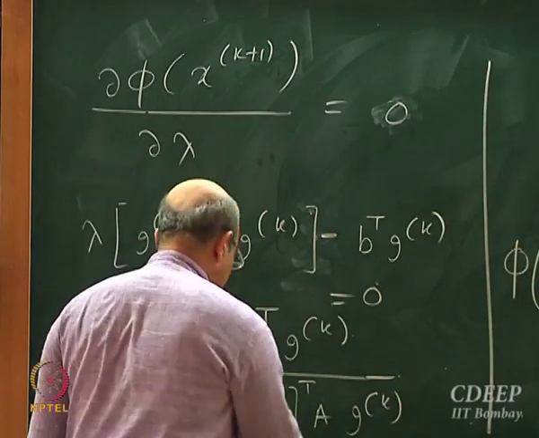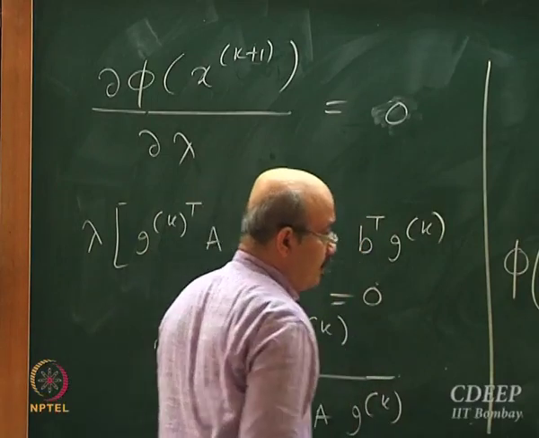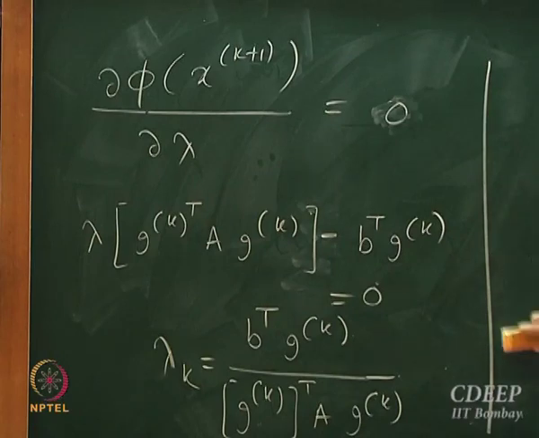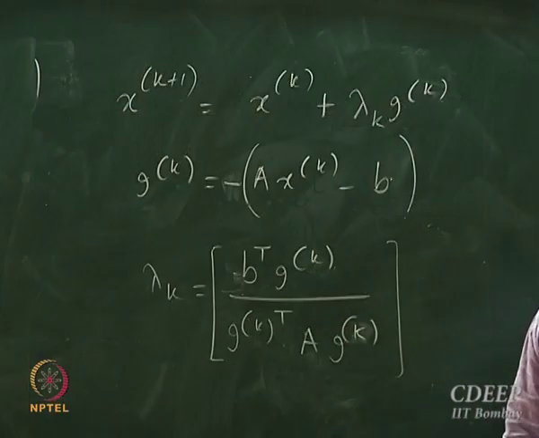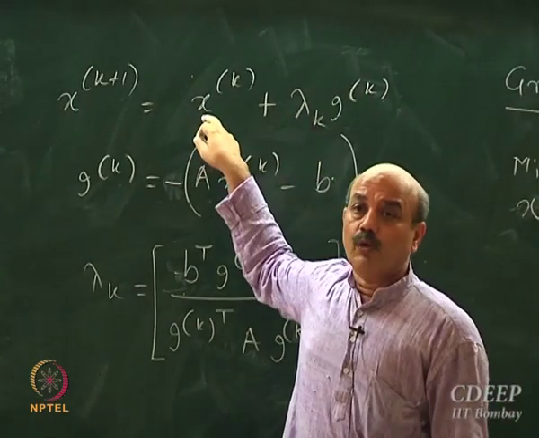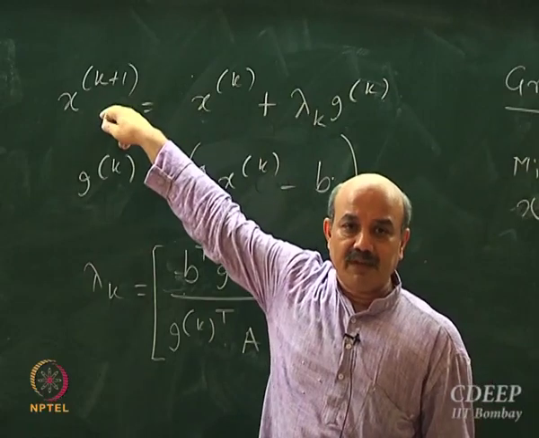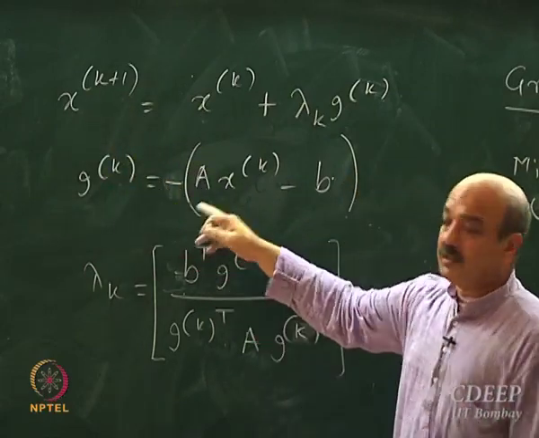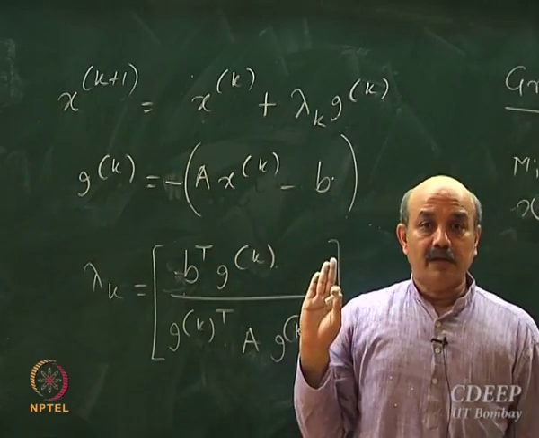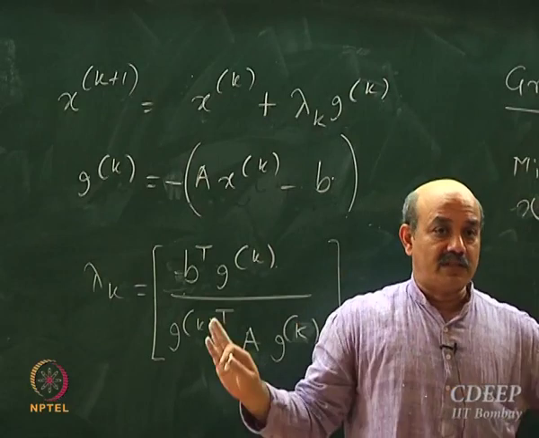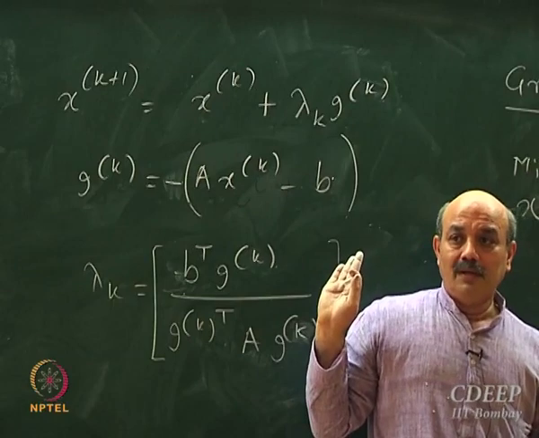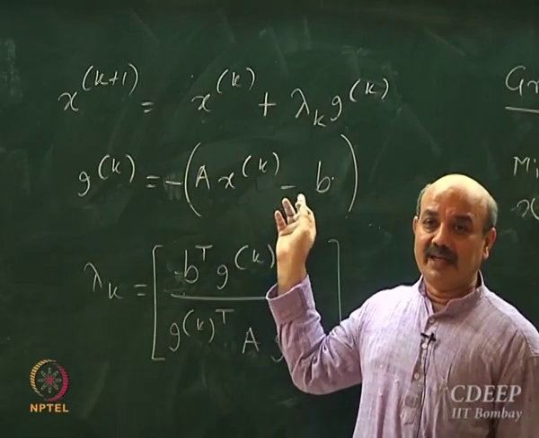Okay, so my numerical algorithm becomes, how do you summarize the numerical algorithm? How do I go from xk to xk plus 1? I first compute the negative of the gradient direction. See, what is the simplicity here? No matrix inversion is involved. I just have to compute the gradient direction.